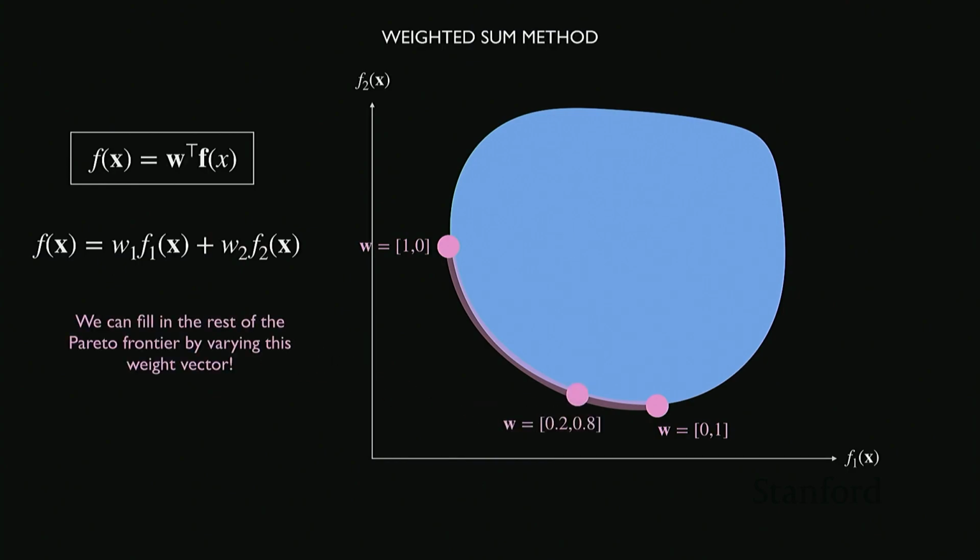And you can imagine that if you just keep changing the relative weightings in this vector, we're going to be able to fill in the rest of this Pareto frontier. So this allows us to actually get all these points that we were missing before.